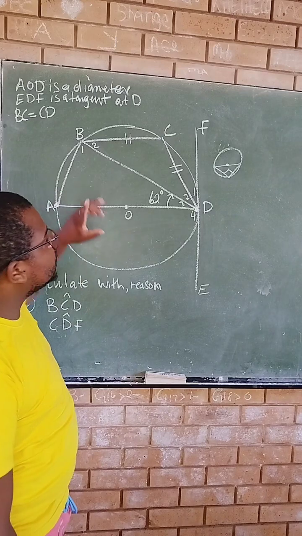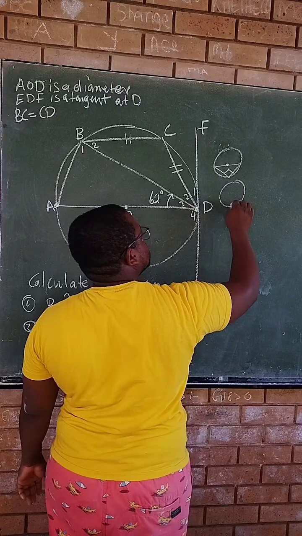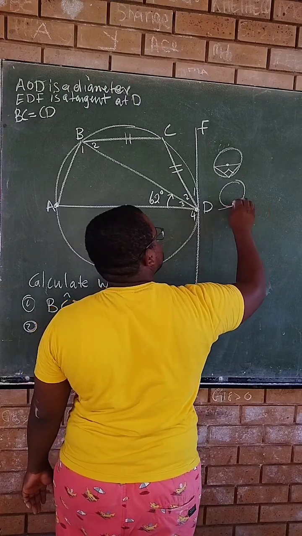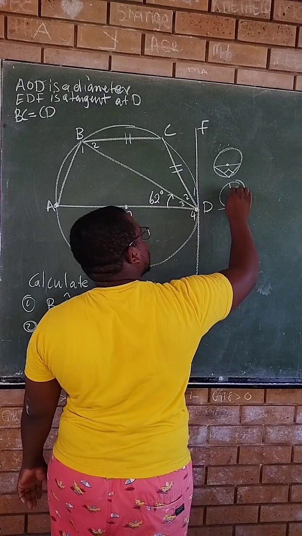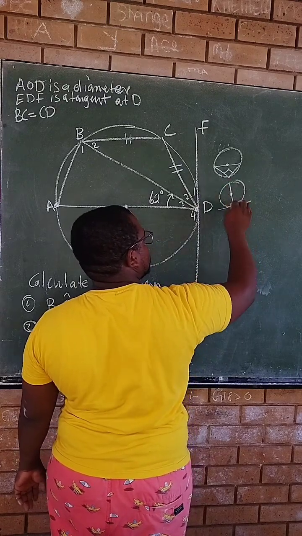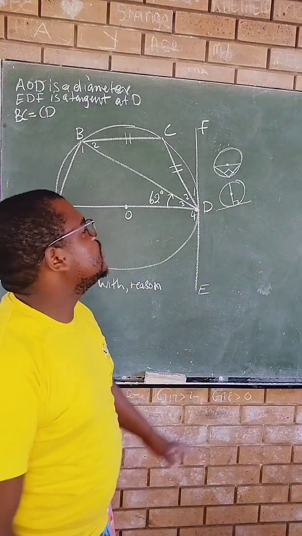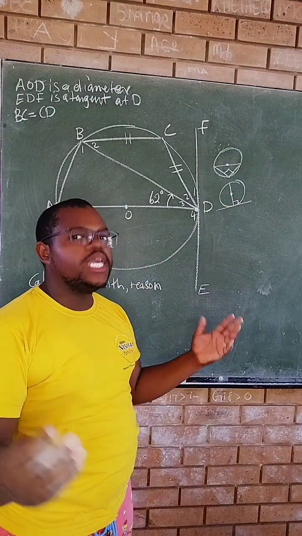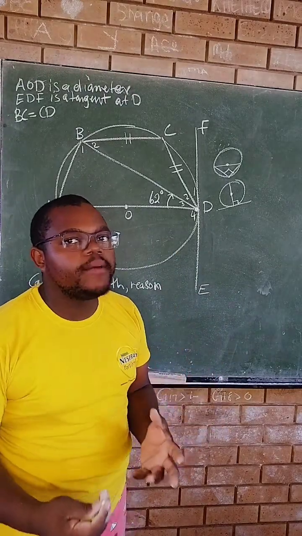Number two, what do we know about the diameter? We know that there is a theorem that says diameter perpendicular to the tangent, therefore there will be a 90 degrees. Those are the two things we know, okay? Now let's go and indicate those two things in the diagram, okay?